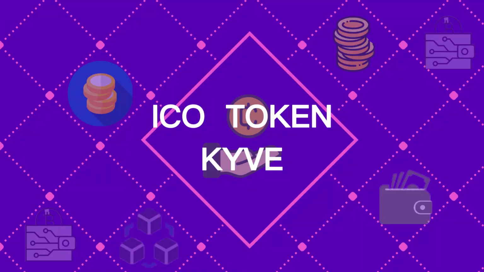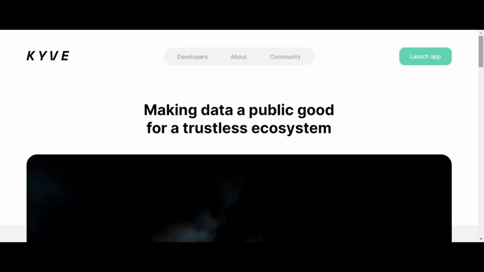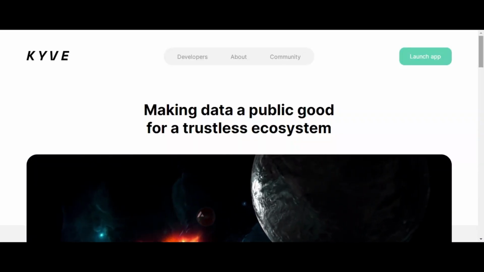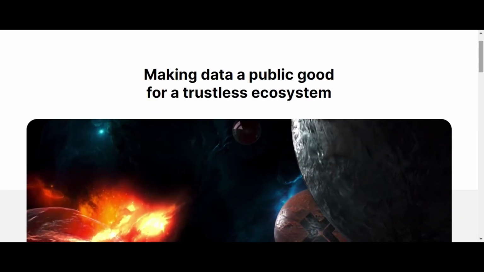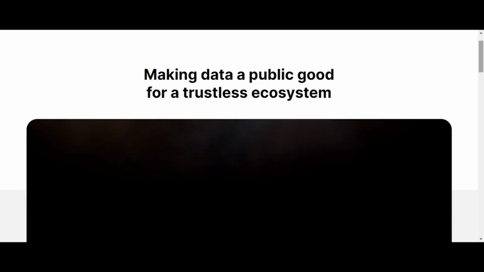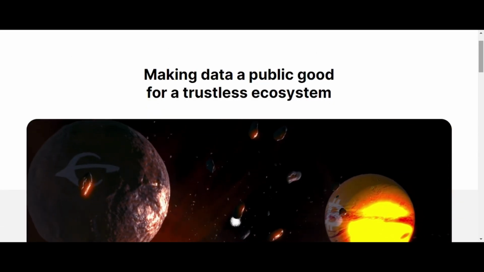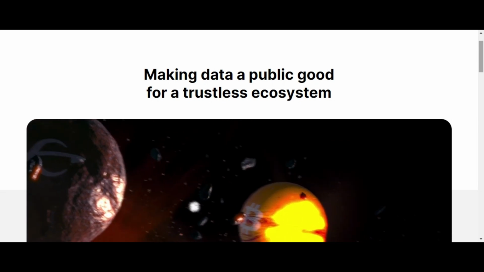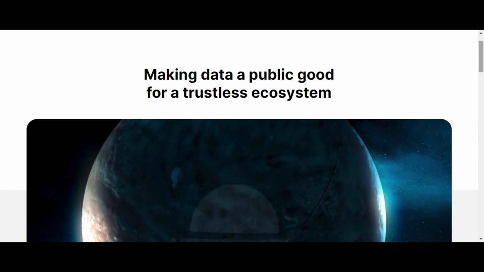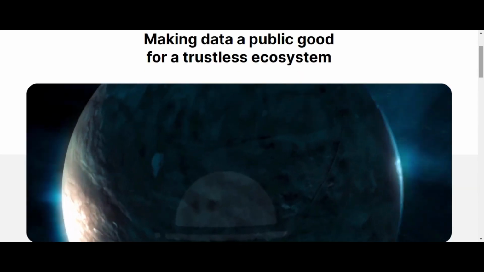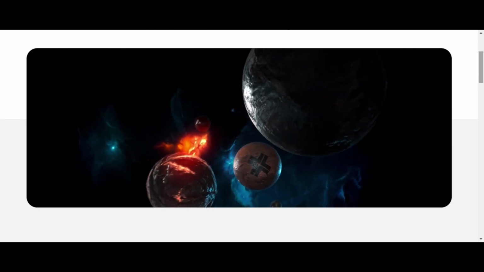ICO token, KYVE. Let's start with this. KYVE, the Web3 data lake solution, is a protocol that enables data providers to standardize, validate, and permanently store blockchain data streams by leveraging permanent data storage solutions like Arweave. KYVE's Cosmos SDK chain creates permanent backups and ensures the scalability, immutability, and availability of these resources over time.